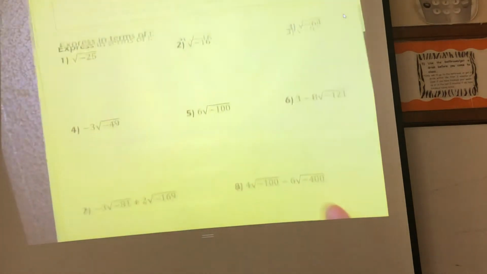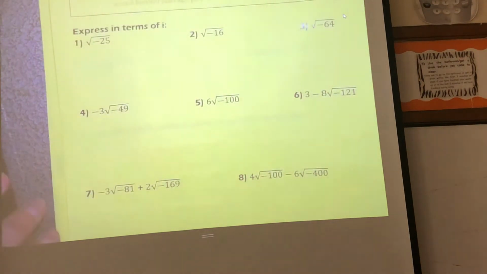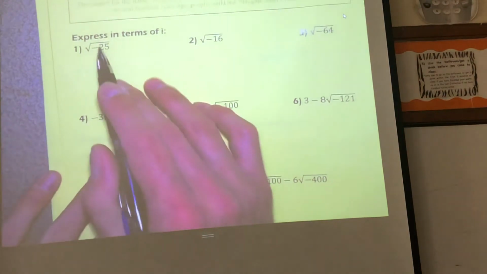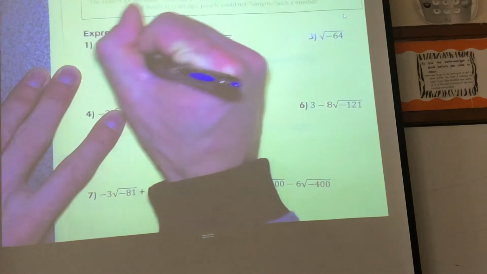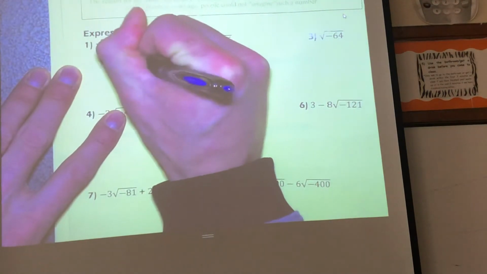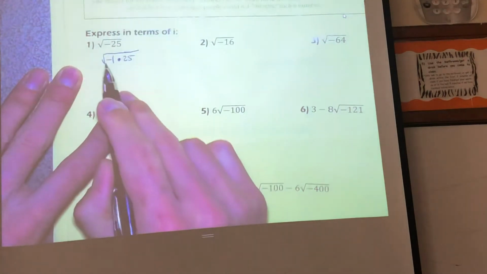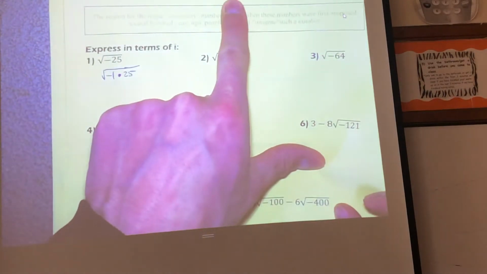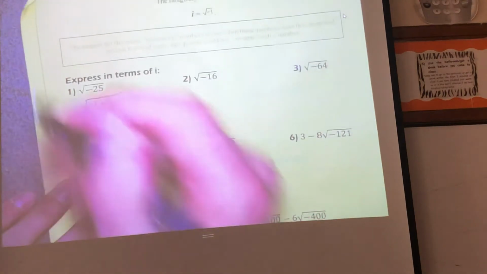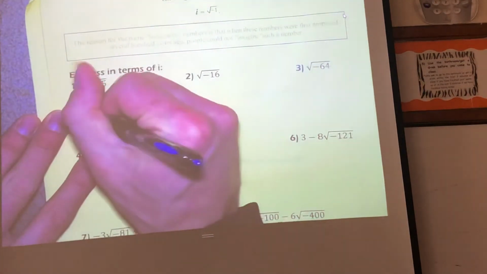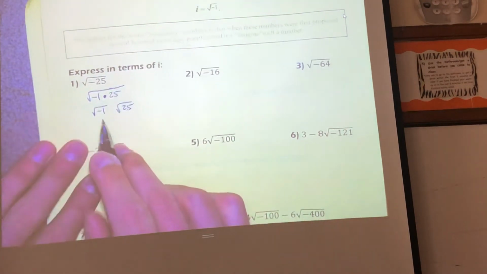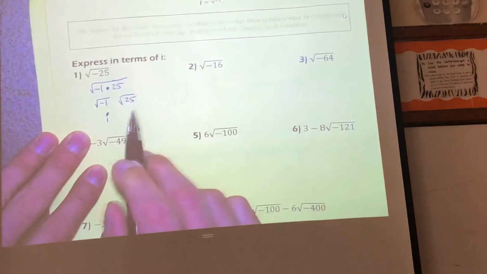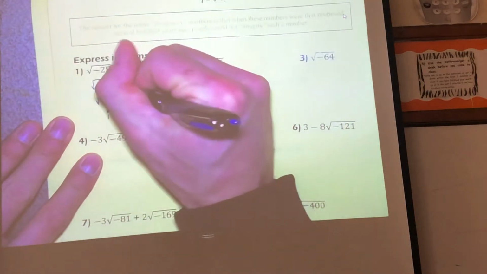What we do for these, we need to simplify. We're going to break it up into two parts. I'm going to rewrite the square root of -25 as the square root of -1 times the square root of 25. The square root of -1, by definition, is i. Square root of -1 turns into an i. Square root of 25 is 5.